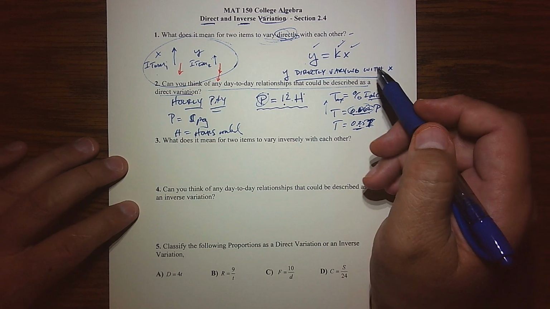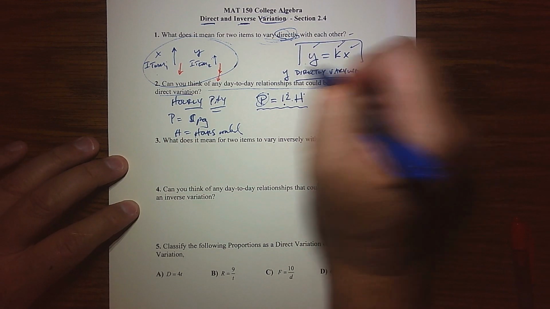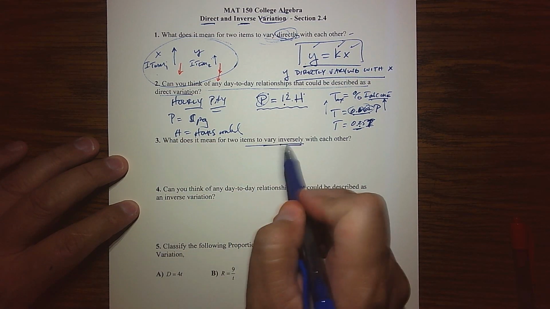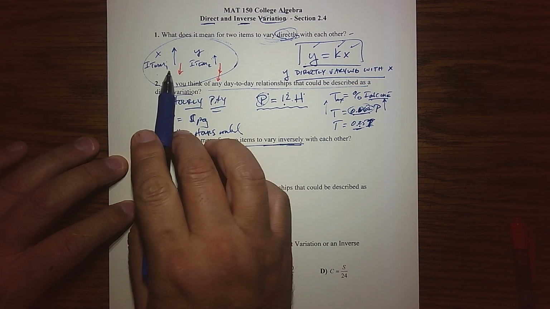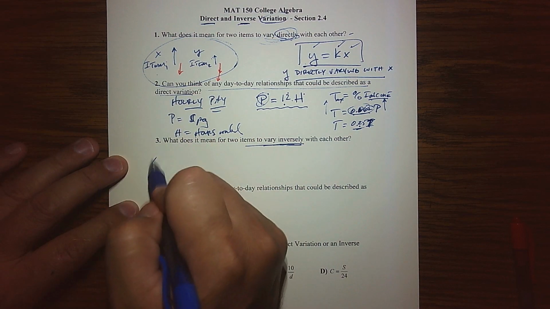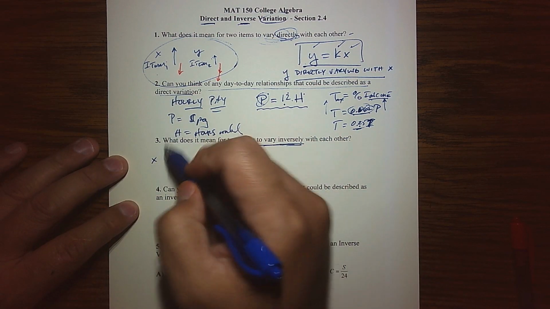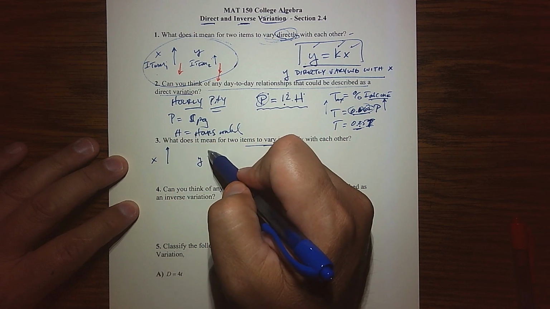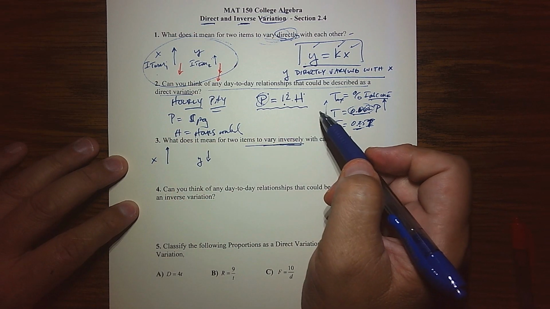So that's direct. The next one is called an inverse. We're going to vary inversely. So if you're thinking about what we said here, again, let's talk about x and y. This means that as x goes up, what's going to be happening to the y? It's going to be going down.